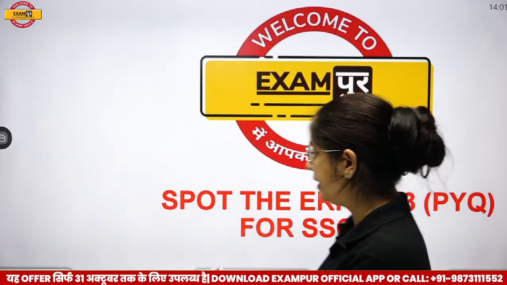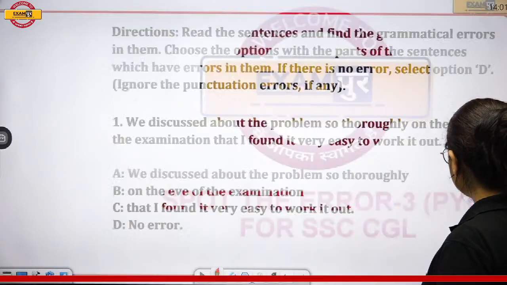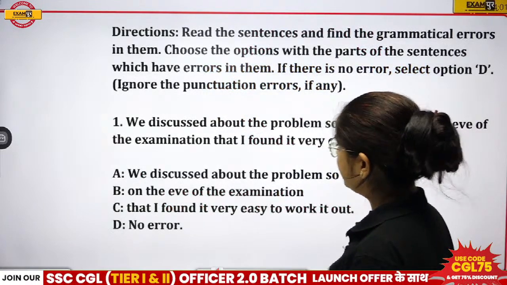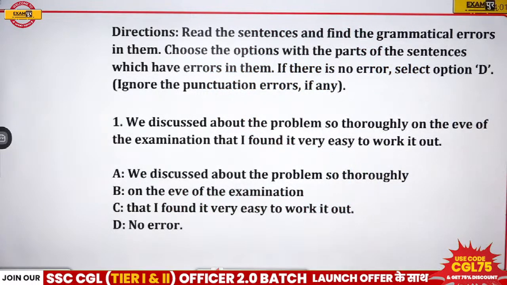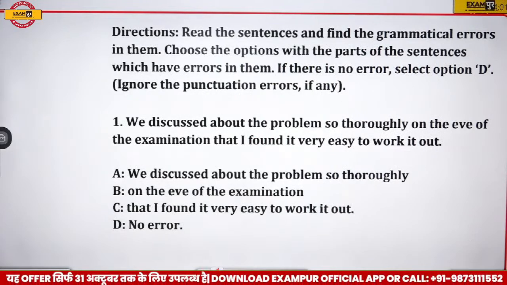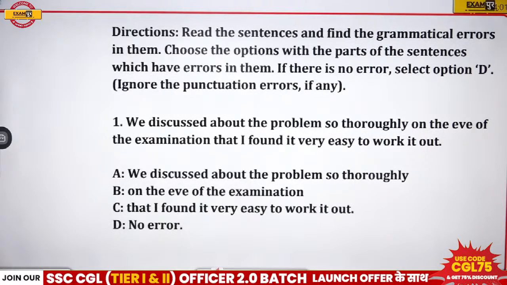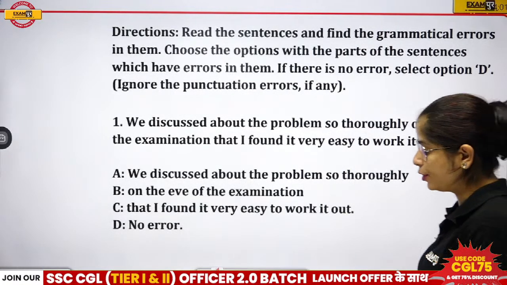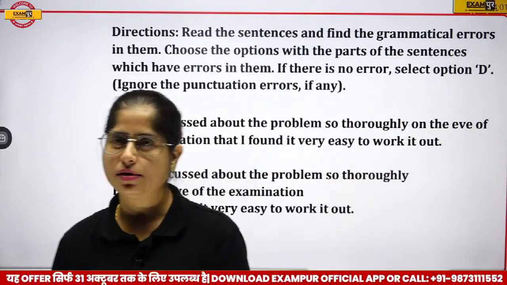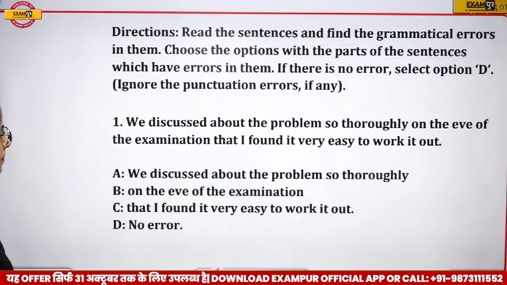So let's get started. Let's start with question number 1. Let's read the direction. It says, read the sentences and find the grammatical errors in them. Choose the option with the parts of the sentences which have errors in them. If there is no error, select option D as your answer, and you have to ignore the errors of punctuation, right? Okay, fine. So let's read the question.